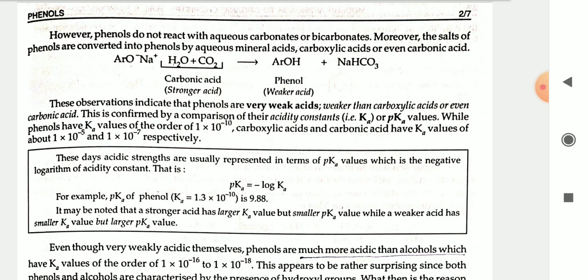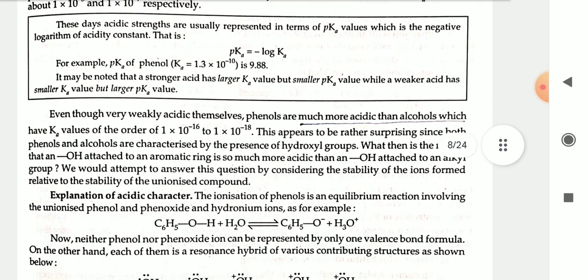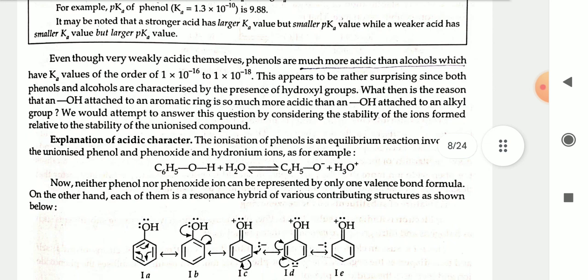It may be noted that a stronger acid has a larger Ka value but a smaller pKa value, but a weak acid has a smaller Ka value but a larger pKa value. Even though very weakly acidic themselves, phenols are much more acidic than alcohols, which have Ka values of the order of 10 raised to the power minus 16 to 10 raised to the power minus 18.